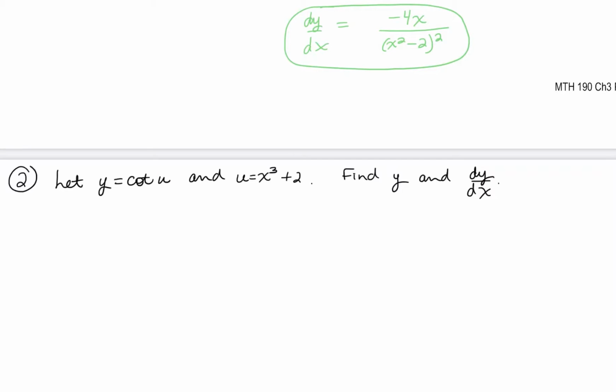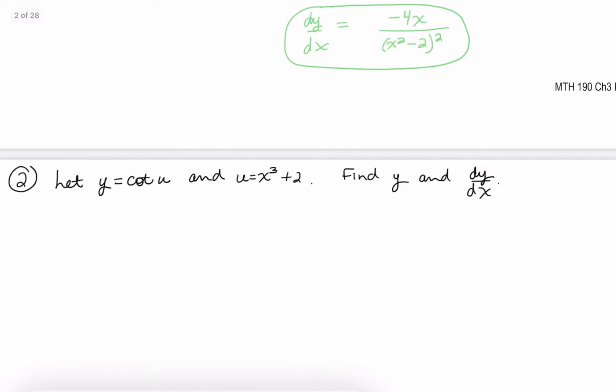So we're going to look at a few more examples of chain rule here. The first one I'm going to have us look at, we're going to utilize that Leibniz notation a little bit more. So suppose we have y equals cotangent of u, and u is equal to x cubed plus 2. This is similar to something you might see in your homework. Find y and then find dy dx.